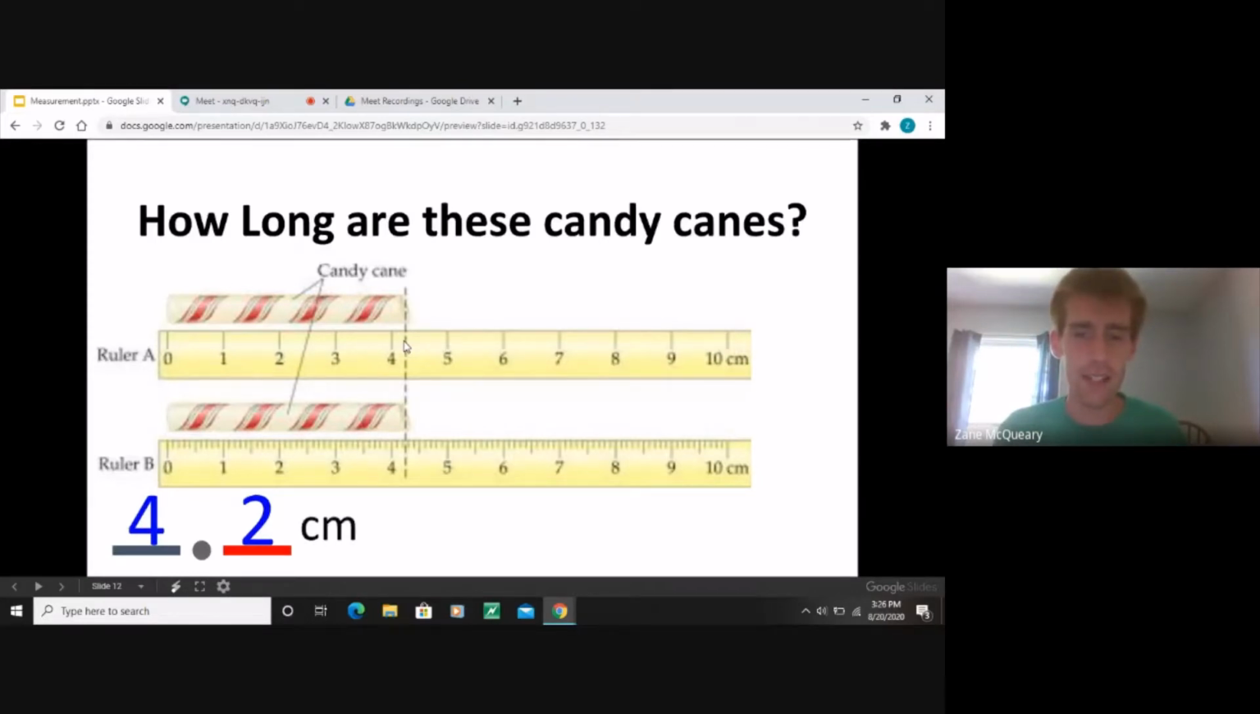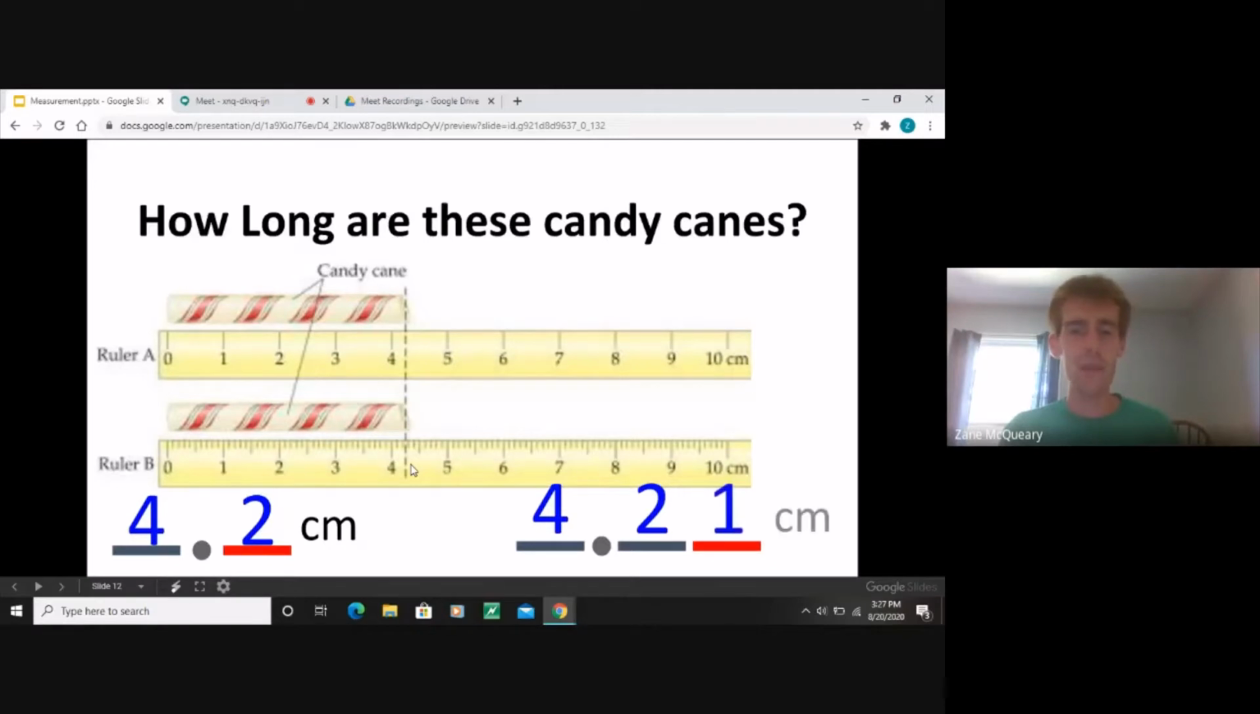Okay, and ruler B, let's look at that. We can go ahead and say with certainty that we can measure the nearest centimeter. So 1, 2, 3, 4, just as before. We can measure the nearest tenth. 1, 2. All right, and then we get to guess one more place. Okay, and it's just past that 2, so I'm going to call it either a 1 or a 2.